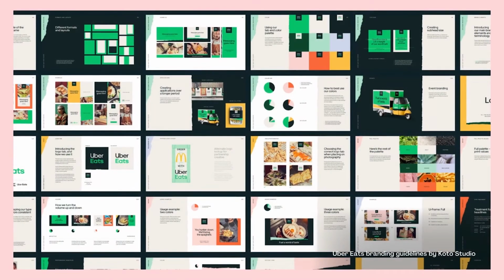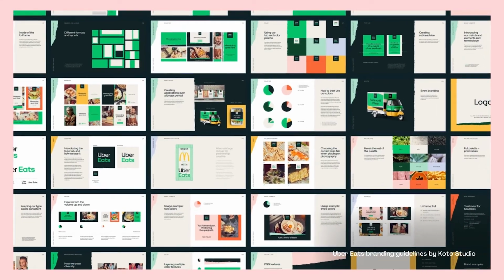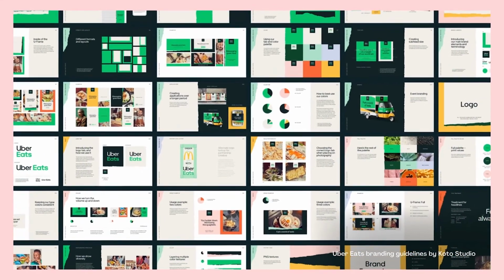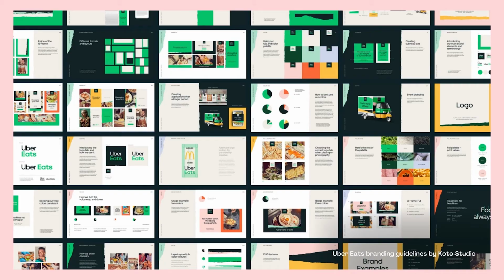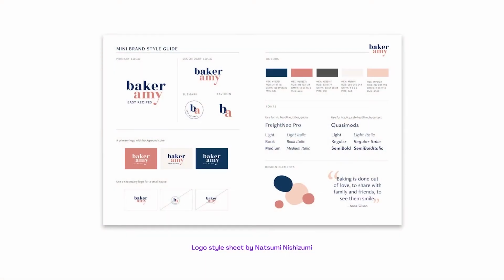For a large company, brand guidelines are sometimes hundreds of pages long, showing how every physical and digital touchpoint should look. A logo style sheet, on the other hand, is a starting point. It's a concise set of instructions a designer creates to explain how to use a logo.